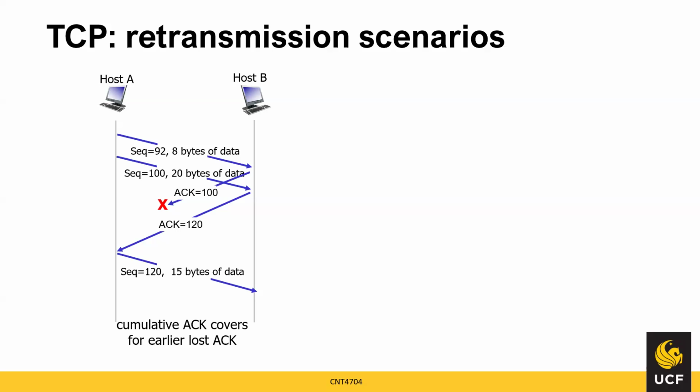So one strength we see with TCP is the cumulative acknowledgement, which makes it naturally resilient to lost acknowledgements. The sender can still send data without confusion, or without retransmitting data unnecessarily.